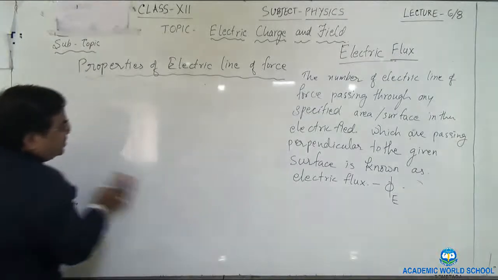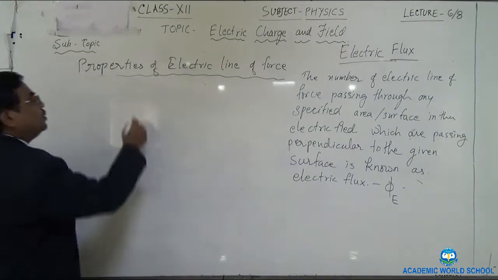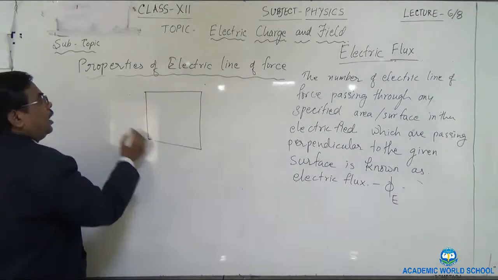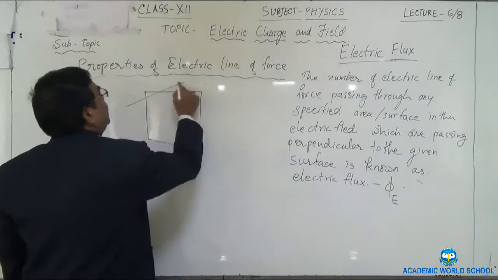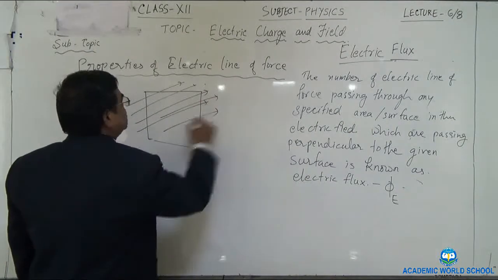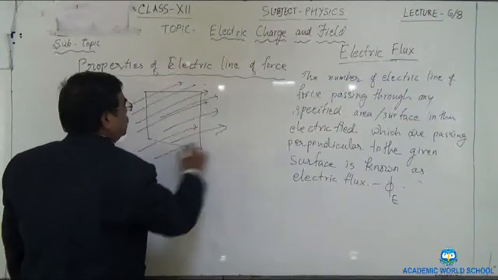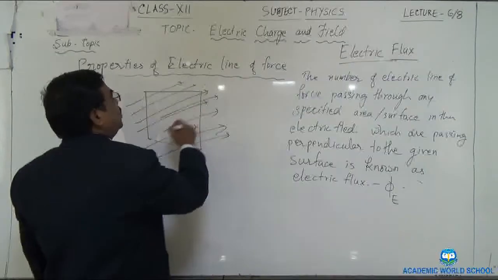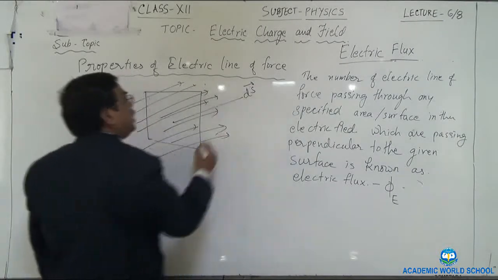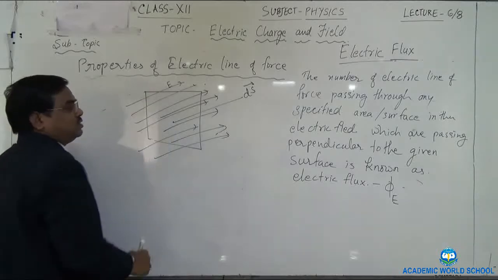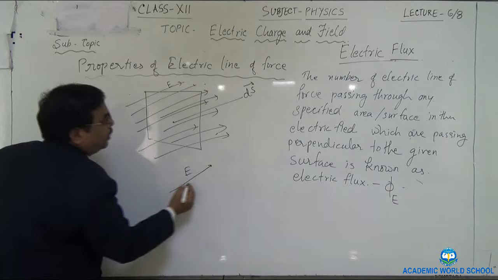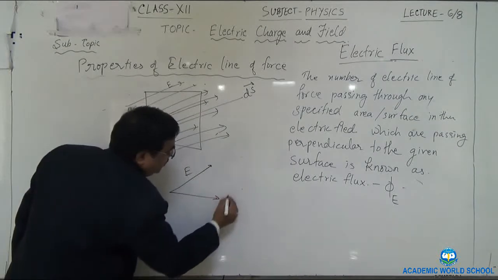So what will be flux? Flux will be for any area, and in that area there are electric field lines passing like this. So take the area vector ds and the electric field is this. So electric field and area vector.